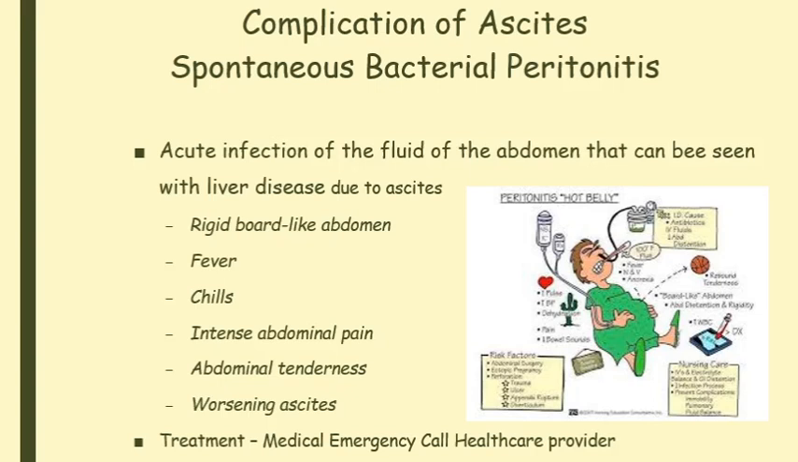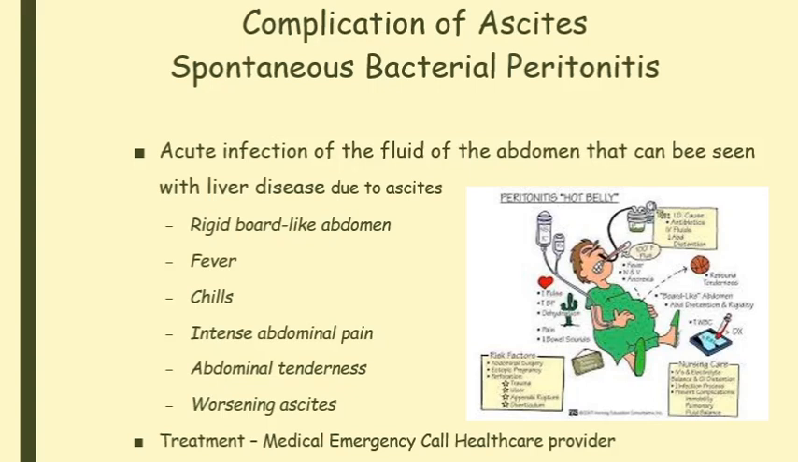Complications of ascites. So a complication of ascites, remember I talked about, was fluid is in the peritoneal space. So what can happen? Well, think about the relationship of the gut. We're not having our filter and we have a white blood cell count concern. So therefore, what can we end up getting? We can get an infection in our abdomen, in that peritoneal space. So it's an acute infection of the fluid in the abdomen and can be seen with liver disease due to that ascites.